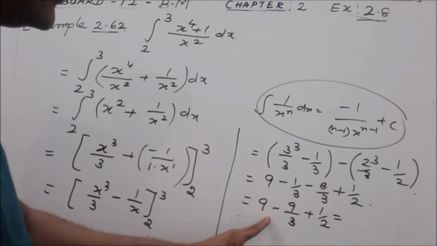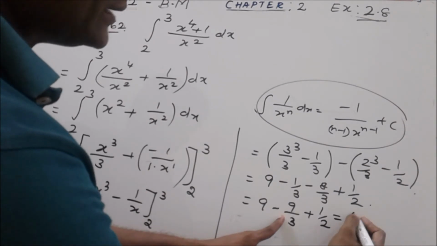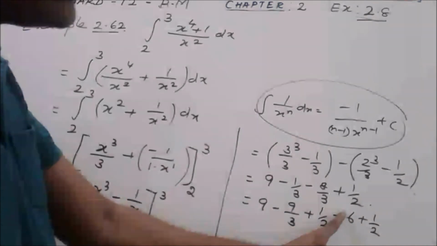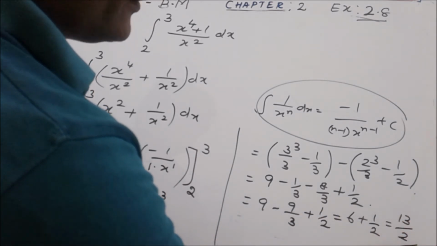9 minus 9 by 3. This is 9 by 3 is 3. So 9 minus 3 equal to 6 plus 1 by 2. So taking LCM, 12 plus 1 by 2, that is equal to 13 by 2 is the final answer.